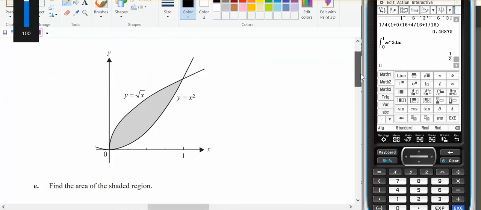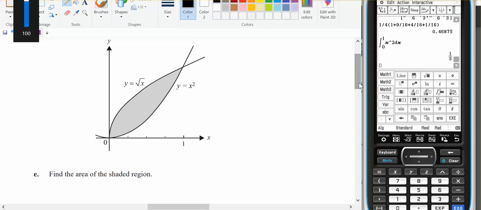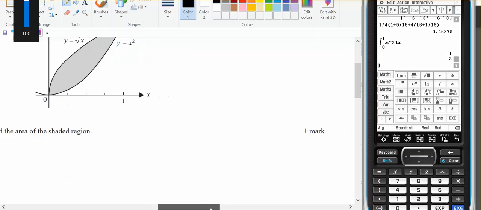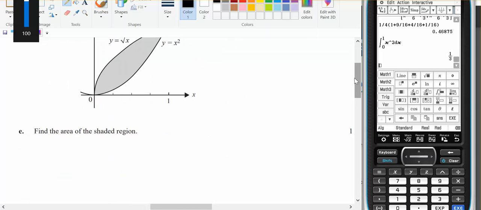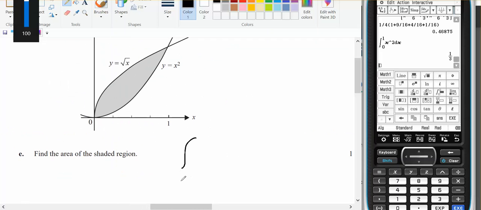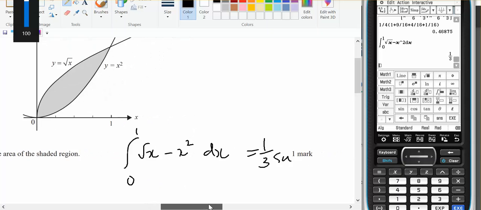Parts of the graph are shown below. Find the area of the shaded region. This is worth 1 mark. The area of the shaded region is going to be the integral from 0 to 1. Top curve is root x minus bottom curve, which is x squared dx. I'm going to do that on my calculator, and I get an answer of 1/3 square units.